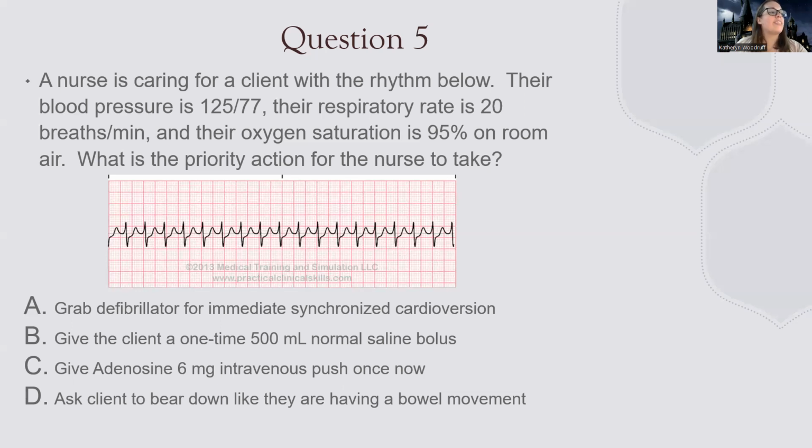So by asking the client to bear down like they're having a bowel movement, it helps create that. If I have a very fast rhythm, it can lower my heart rate. This is what's called a vagal maneuver, and it is an actual treatment for SVT, which is pretty cool, right? So for this patient, the priority action is to start with the least invasive first, because they're stable. I'm going to ask them to bear down and see if that alone can do it. If that doesn't do it, they're going to get that adenosine. If that doesn't do it, then we'll go to the cardioversion. So that's the step process, all based on their stability.